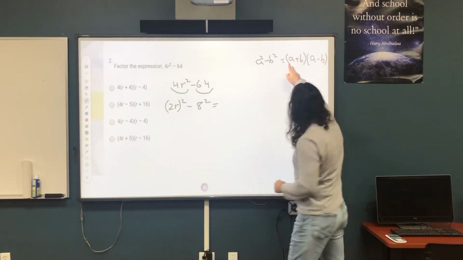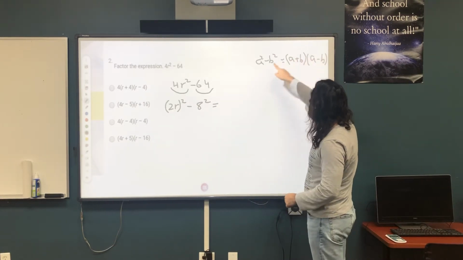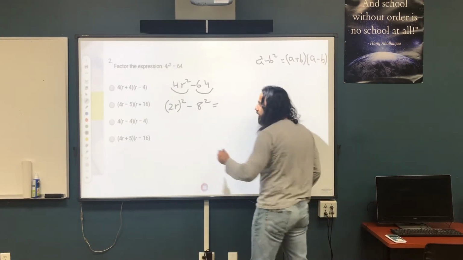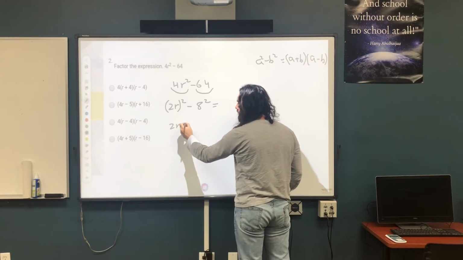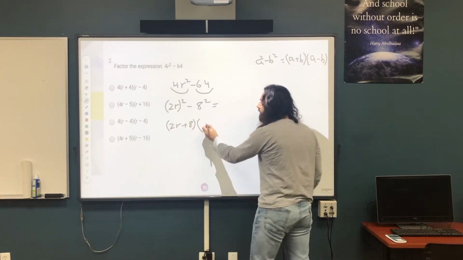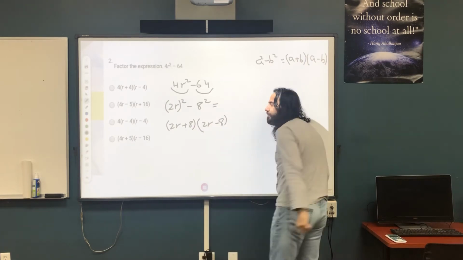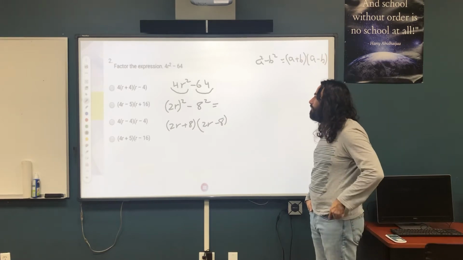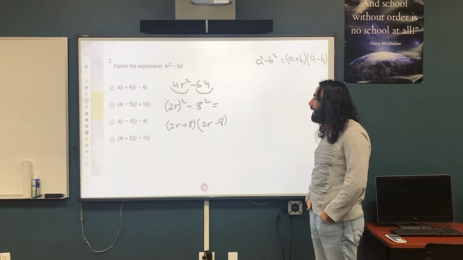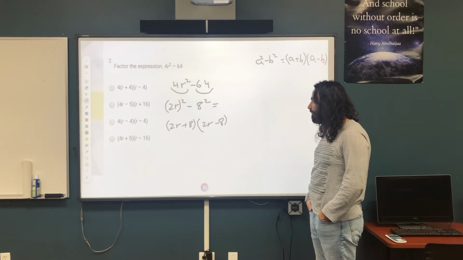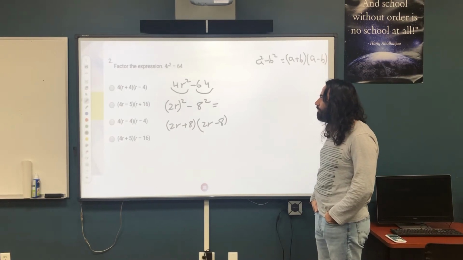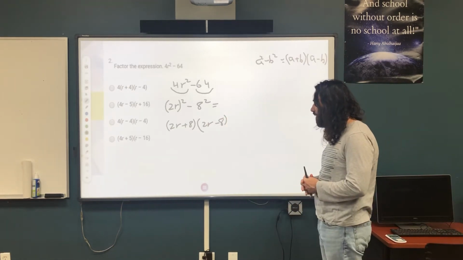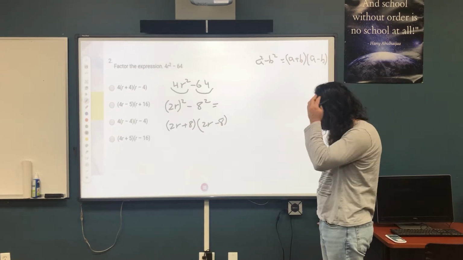The first term will be the same, and the second term will be the same. Once I need to add it, and the other time I need to subtract it. So it's going to be 2r plus 8 times 2r minus 8. Okay? 2r plus 8 times 2r minus 8.